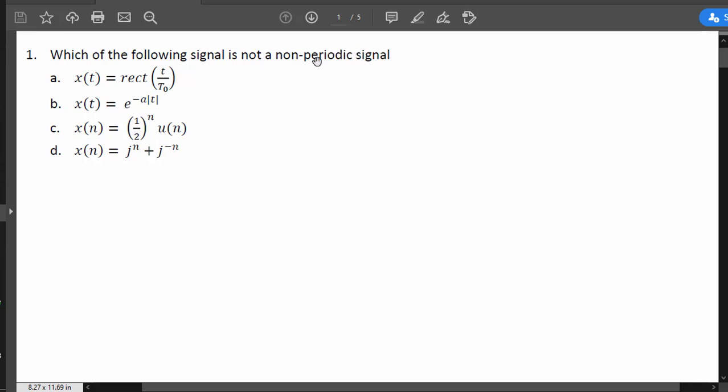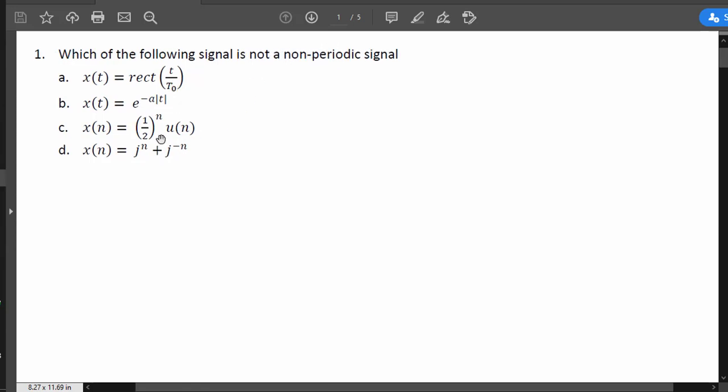As you know, if you have 2 negatives, convert it to positive, right? So which of the following signal is not a non-periodic signal? Instead of reading like this, we'll read it as: which of the following signal is a periodic signal. So I'll check which of these 4 is a periodic signal. Fine. So what is the definition of a signal to be periodic? A signal repeats itself after a particular time interval.